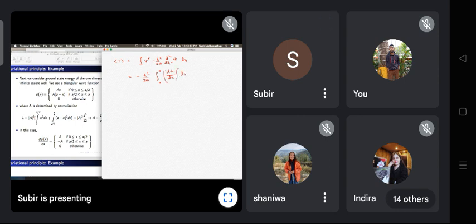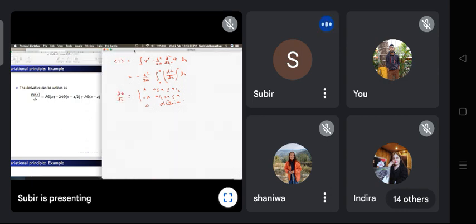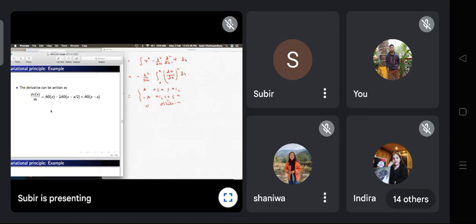This is what we have to find. How much is d psi dx? From here we can immediately read it. So d psi dx will be plus a for 0 less than x less than a by 2, then minus a for a by 2 less than x less than a, and 0 otherwise.